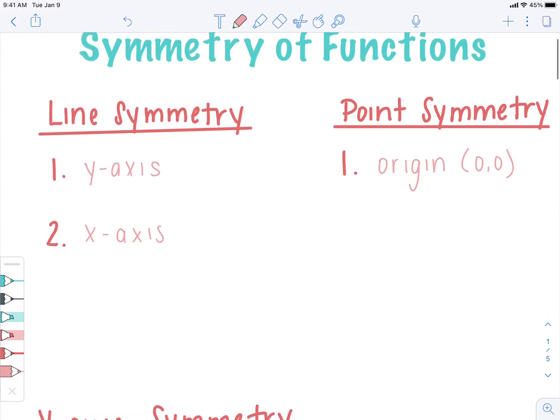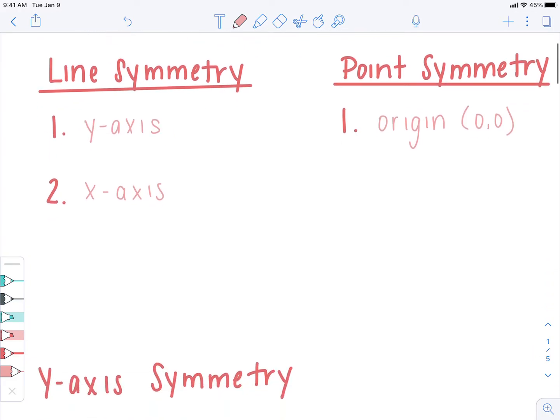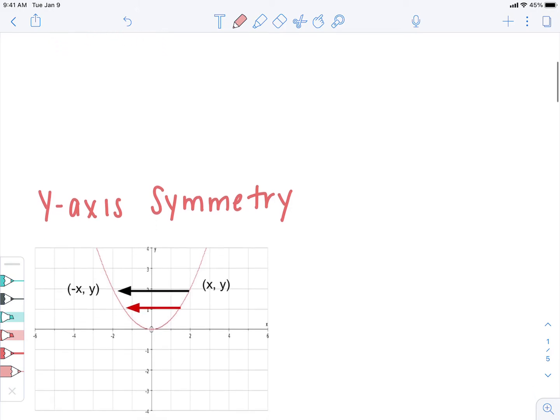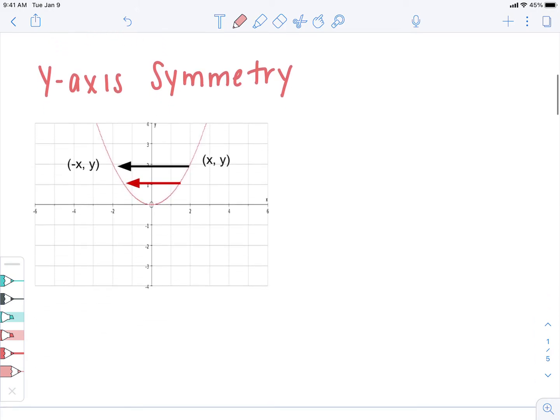All right, so I think the y-axis symmetry is the most obvious kind. It's the one that we think of the most when we think about symmetry. That's any time that the y-axis is taking our graph and splitting it in half. So if I'm looking at this parabola, I can see that the y-axis right down the middle splits my graph in half. It's the same on both sides of the y-axis.